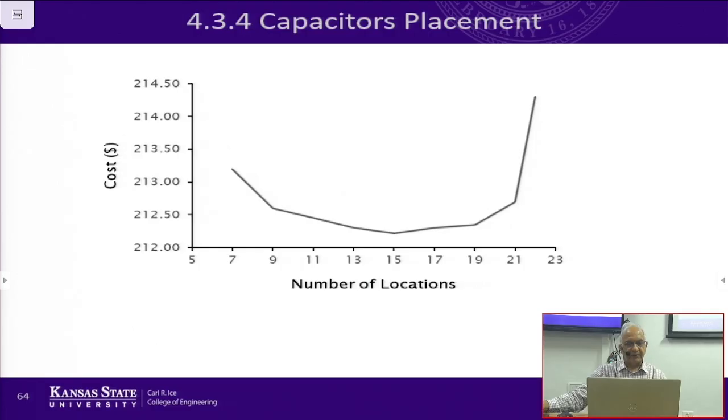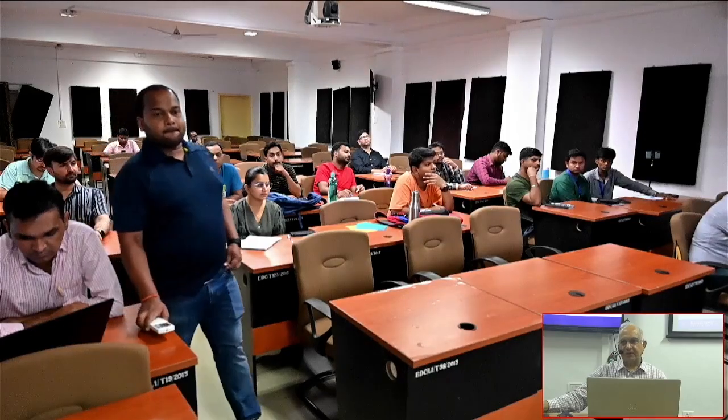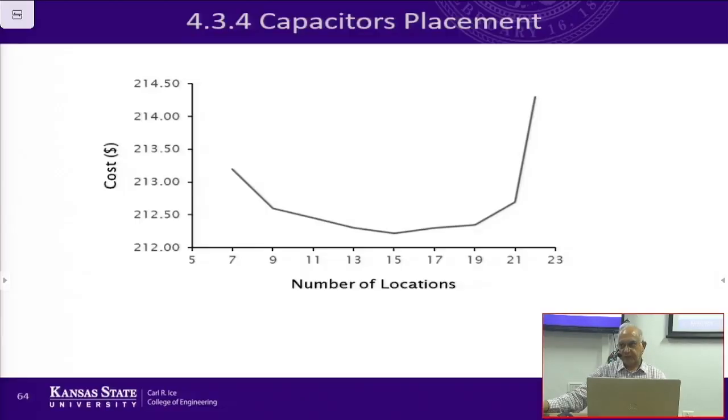So you may actually say, okay, let's just put 9, because there would be some other maintenance issues that will have to be taken into consideration. Obviously, from 7 to 9, you see a big drop, but then it slows down after that. At 15, it bottoms out.